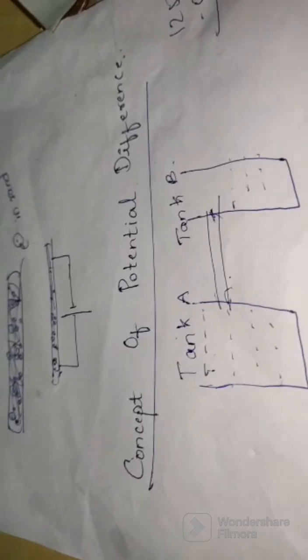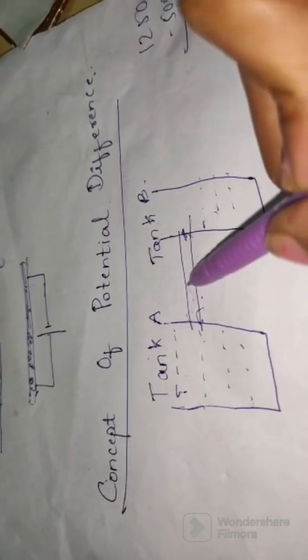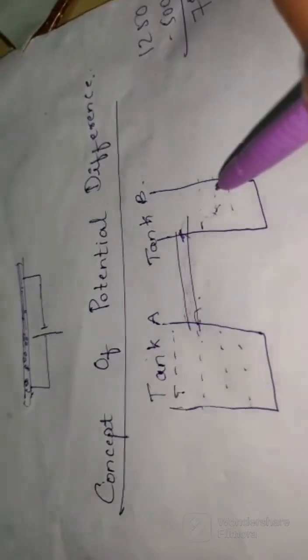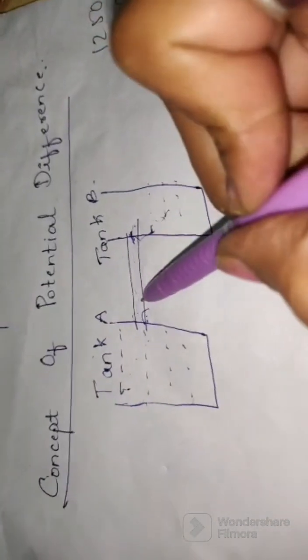So how does the flow happen? The flow happens from higher level to lower level. The water flows from higher level to lower level, not from lower level to higher level. So tank B fills up from tank A. This is an example of water flow.